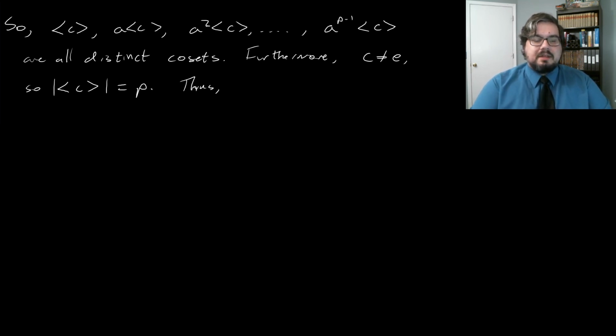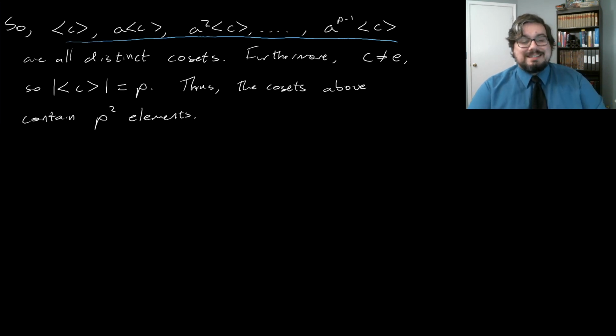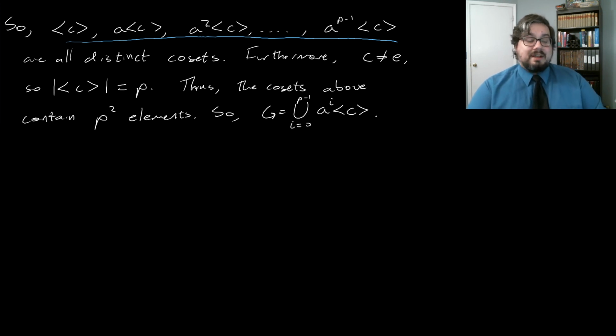Thus, the cosets above contain P squared elements. We have P different cosets up here, each one of which containing P elements in it, and therefore they contain P squared elements. So that must mean that G is in fact the union of all of these. So it's the union from I equals 0 to P minus 1 of A to the I times the cyclic subgroup generated by C.